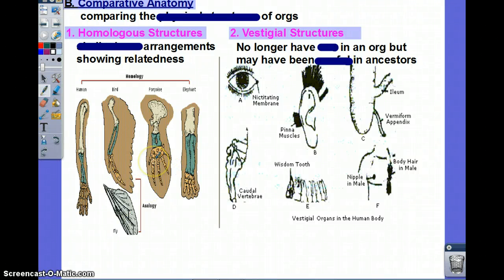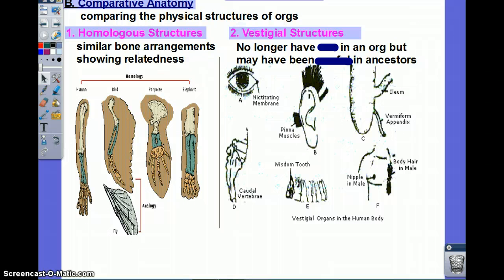Another method scientists use to help with their theory of evolution or microevolution is comparing anatomy. And here they compare physical structures of organisms. One way is by looking at homologous structures.